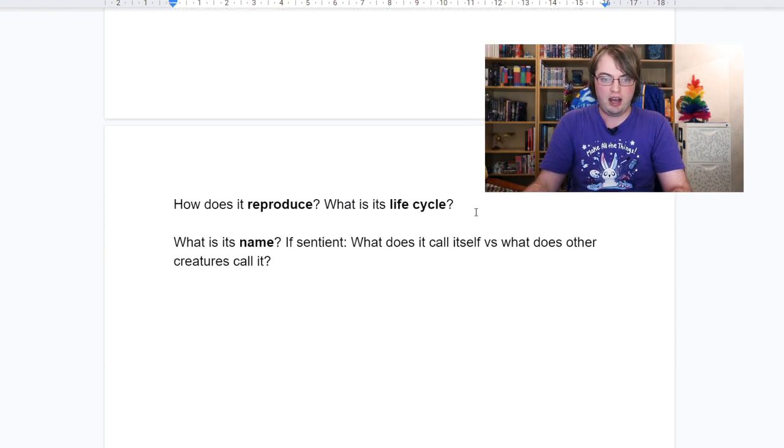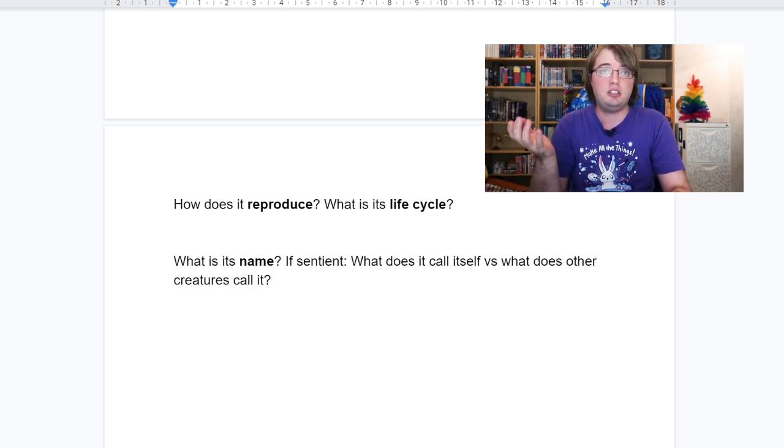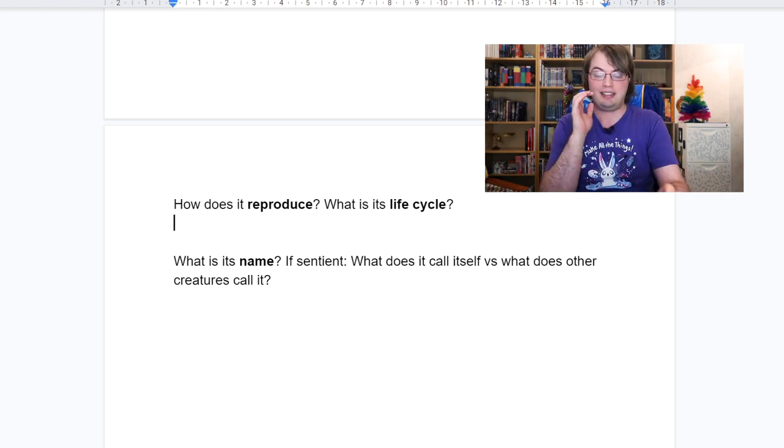Next question, how do they reproduce and what are their life cycles like? And again, they're humanoids, so I'm going to say that they reproduce similarly to humans, and they give birth to a living child, which needs many, many years of being taken care of before they are capable of taking care of themselves. So they have a baby phase, and then a child phase, and a teenage phase, and things like that.